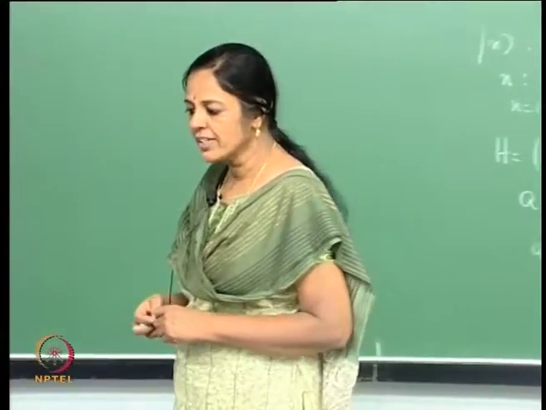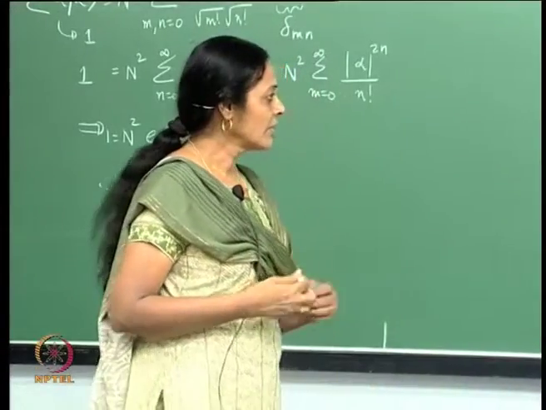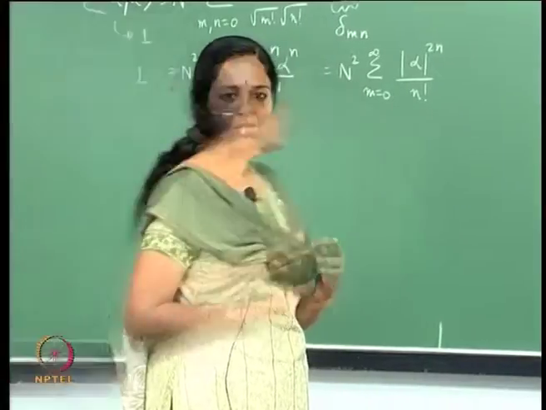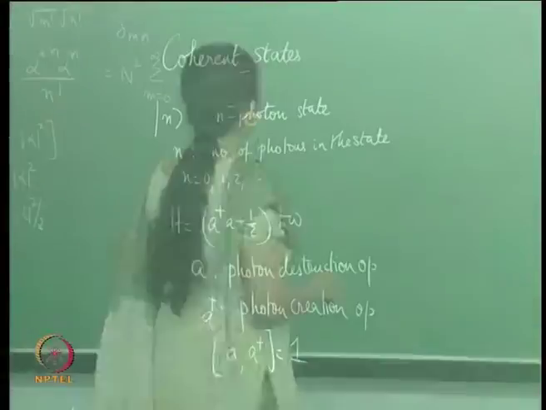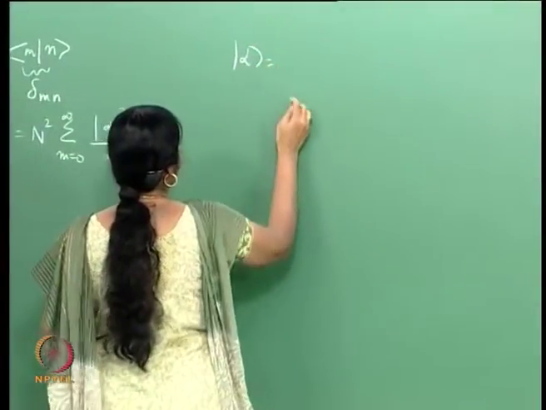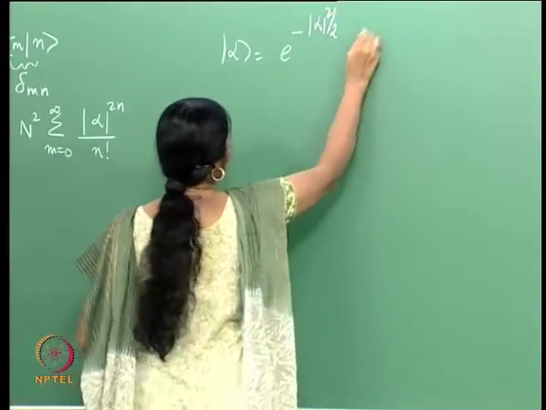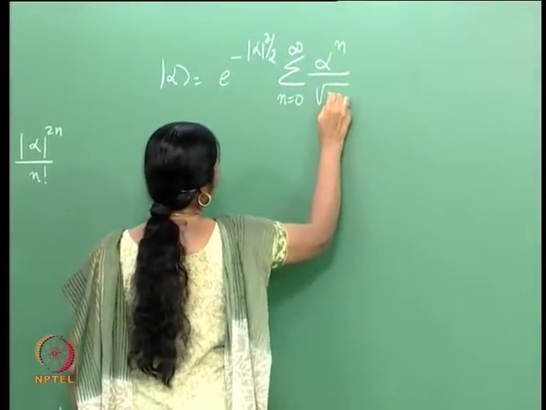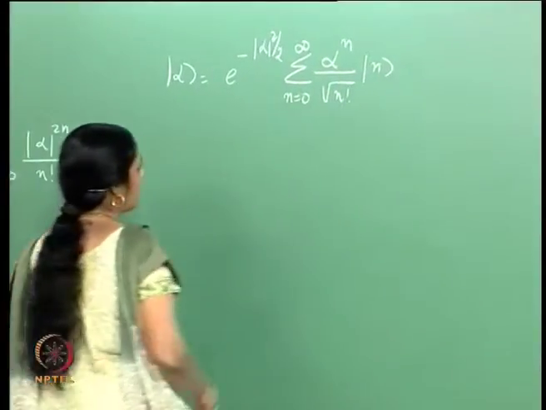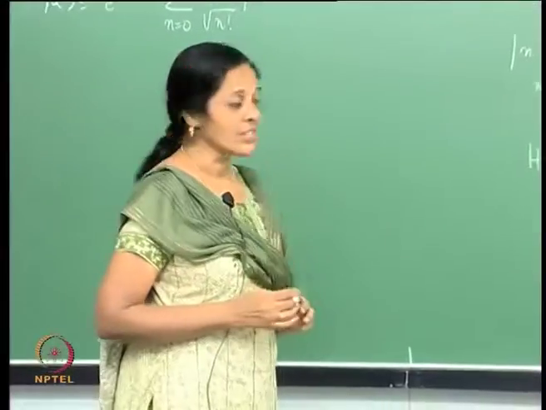It is called a coherent state because it satisfies certain properties. There is spatial coherence and there is temporal coherence. For the moment, I would choose to call ket alpha a coherent state. So, ket alpha normalized is e to the minus mod alpha squared by 2 summation n equals 0 to infinity alpha to the n by root n factorial, ket n. This infinite superposition has some very interesting properties.